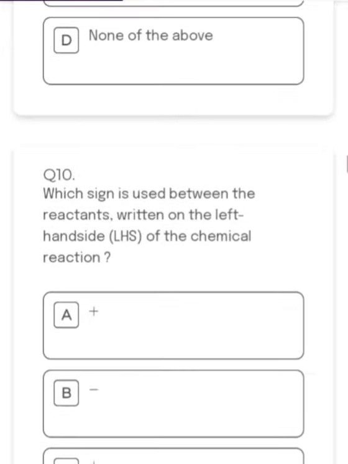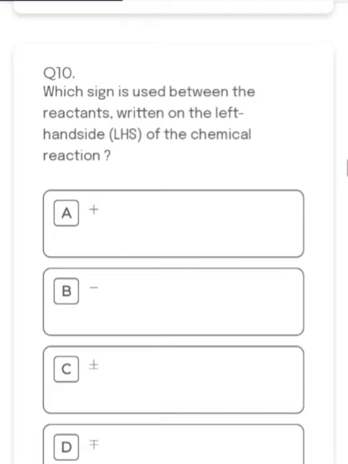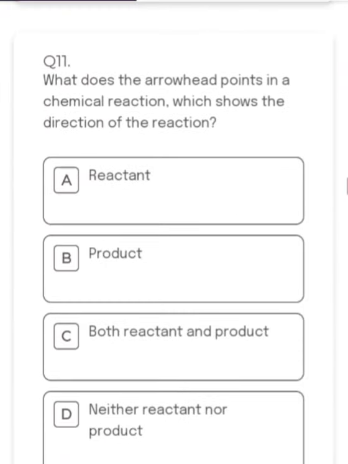Next question, which sign is used between the reactants written on the left hand side of the chemical equation? Yes, the sign which is used between the reactants written on left hand side of the chemical equation is option A, plus sign. Next question, what does the arrowhead points in a chemical reaction which shows the direction of the reaction? Yes, the arrowhead points in a chemical reaction towards option B, product.